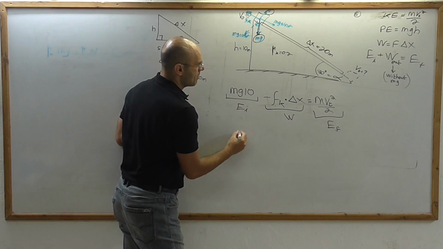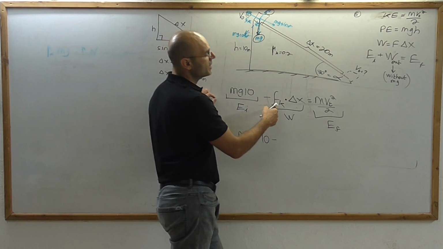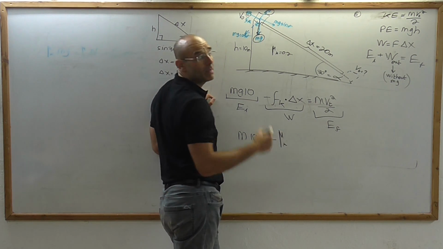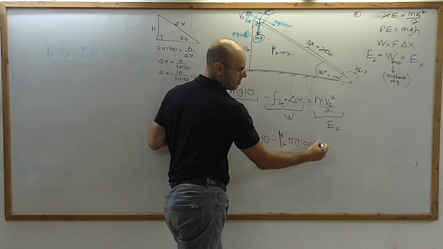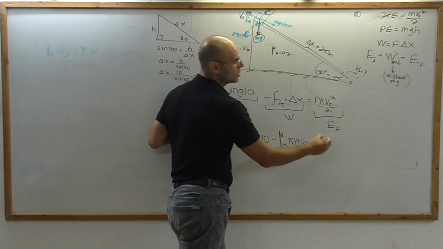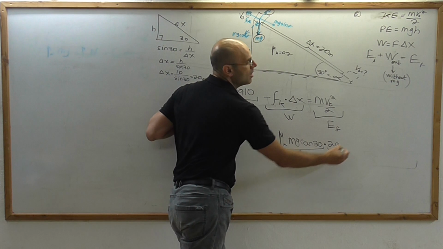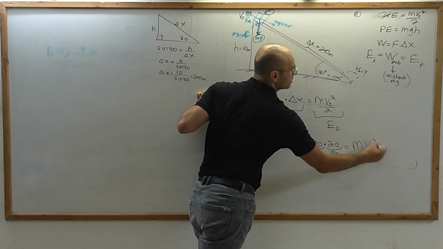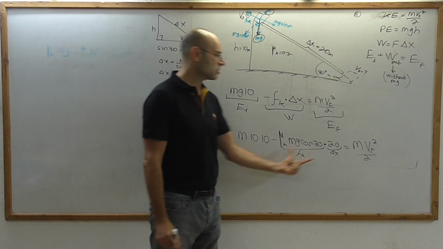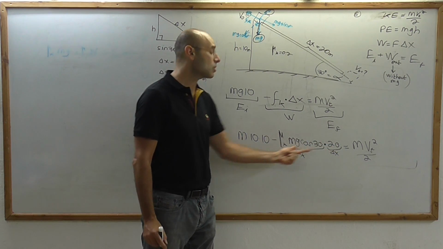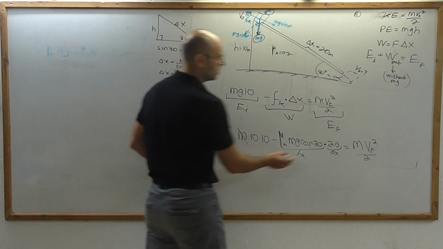Okay, so m multiplied by g, which is 10, multiplied by h, which is also 10, minus F kinetic, it's mu kinetic multiplied by the normal force. The normal force is mg cosine alpha, multiplied by delta x, which is 20. This is F kinetic, this is delta x, must be equal to mv final squared over 2. So this is our equation. The initial potential energy, minus the work done by the friction, only the friction, must be equal to the kinetic energy at the end.